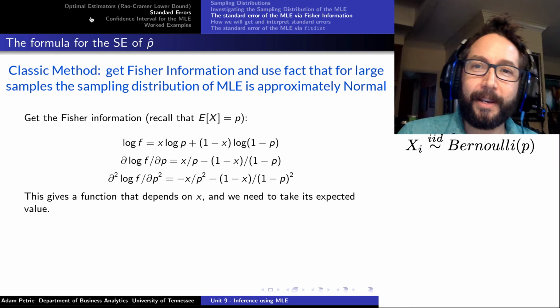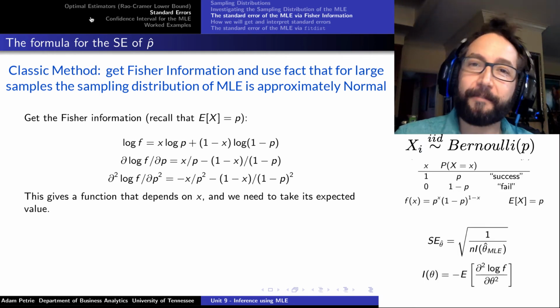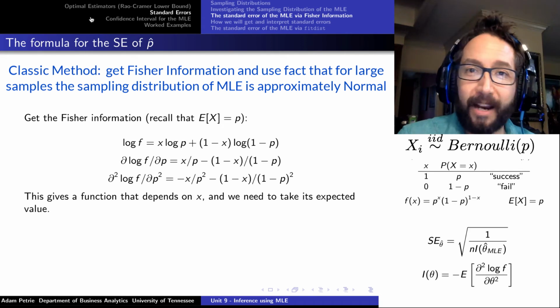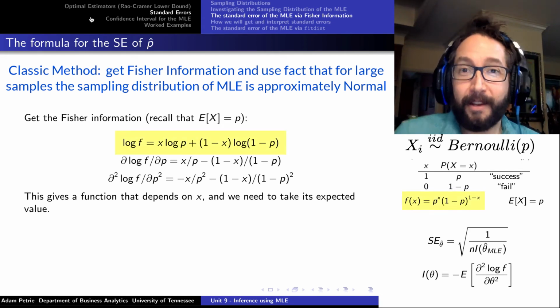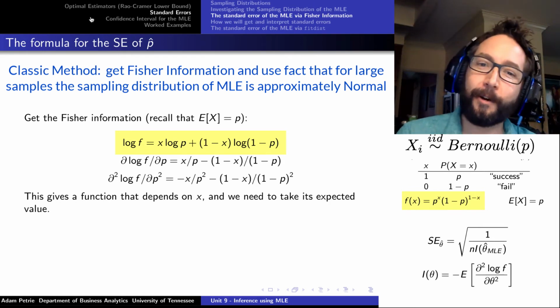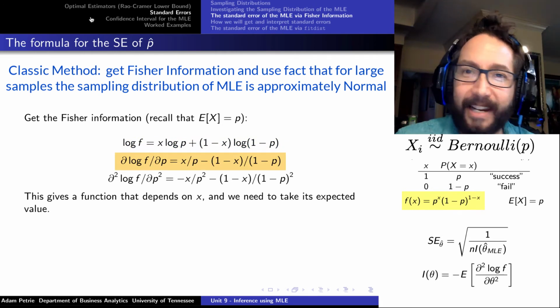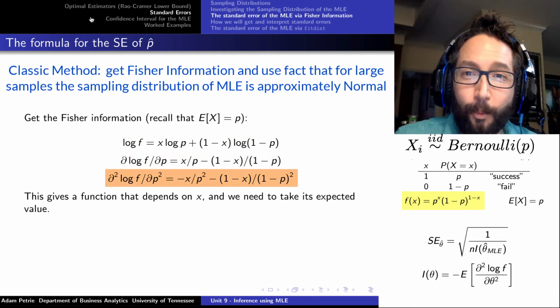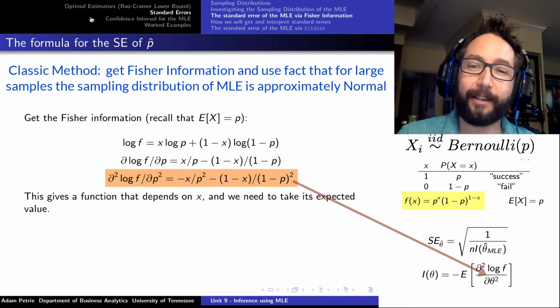So what we can do is try to derive the formula for the standard error that uses that Fisher information. We can write out our expression for the log of the PMF that we're dealing with, just a Bernoulli PMF because each trial is a 1 or a 0. And if we take the first derivative with respect to p, and the second derivative with respect to p, we can get an expression for a function whose expected value we have to evaluate.